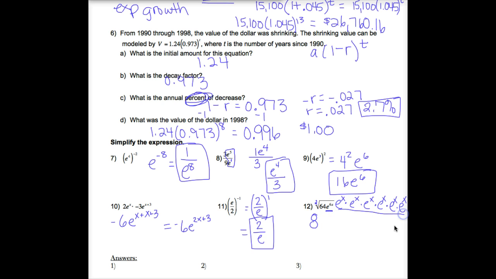These are equivalent expressions. So if I want a jailbreak, I have to have pairs in order to bring one out. So here's a pair, here's a pair, and here's a pair. I have 3 pairs of e to the x's. So that means 3 of those e to the x's get to come out. So e to the 3x.